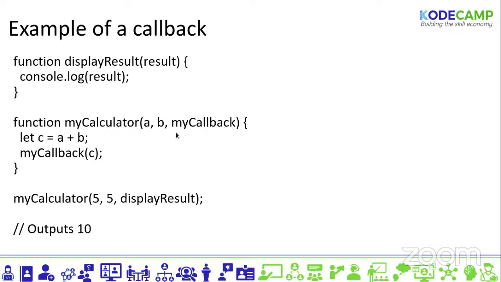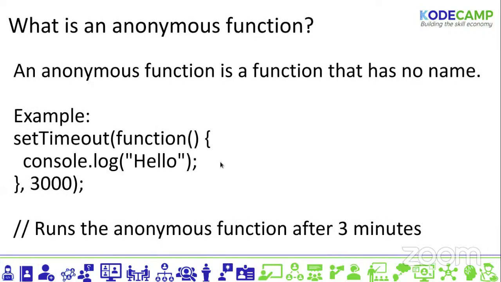Another thing you can do is, instead of writing this callback separately like this, you can actually write the callback inside the function, and that will become an anonymous function. So instead of writing display results here, you can write 5 and 5, then you write in an anonymous function. So now let's talk about what an anonymous function is.